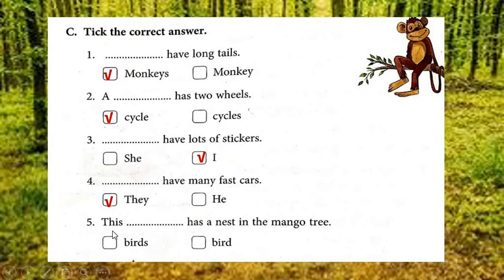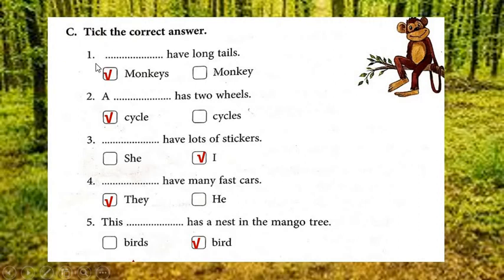Number 5. This, see, only one bird. Answer are birds and bird. This has a nest in the mango tree. This bird has a nest in the mango tree.